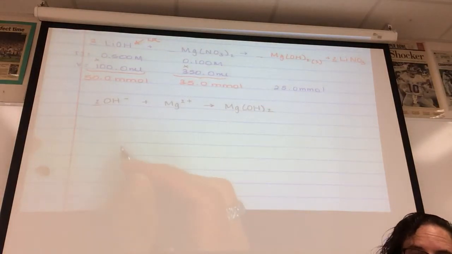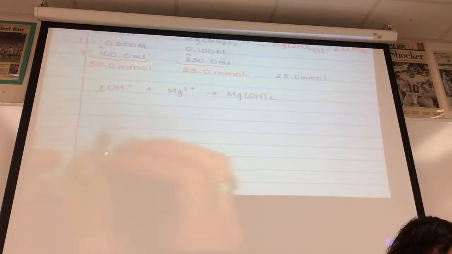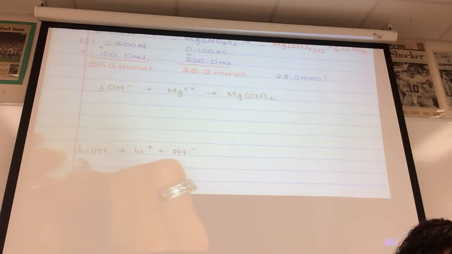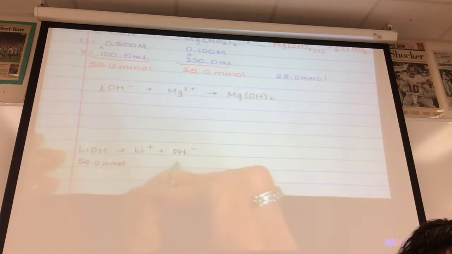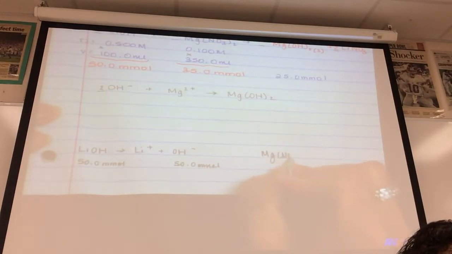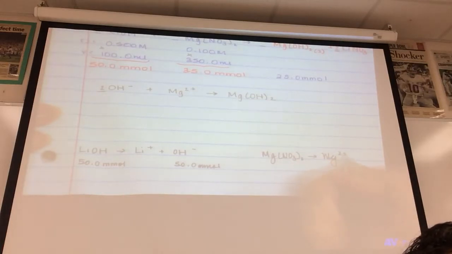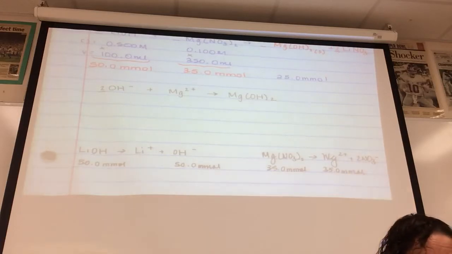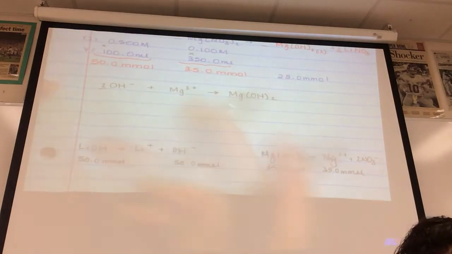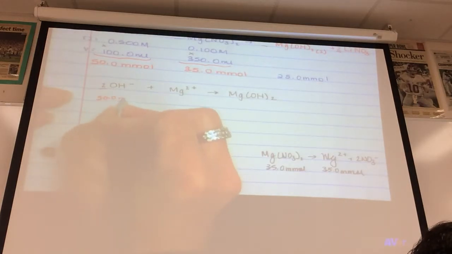All right. I'm going to do this down below. In terms of the lithium hydroxide, we generate one lithium ion and one hydroxide ion. So if this is 50 millimoles, then so is this, correct? Yes. All right. Similarly, for the magnesium nitrate, you get one magnesium ion and two nitrate ions. So if this is 35 millimoles, then the magnesium is the same. And that's something you do want to check. I look at this, I know there's one hydroxide ion, there's one magnesium ion. So I can now move these quantities down. But if it's not, you may have to do some mental stoichiometry.